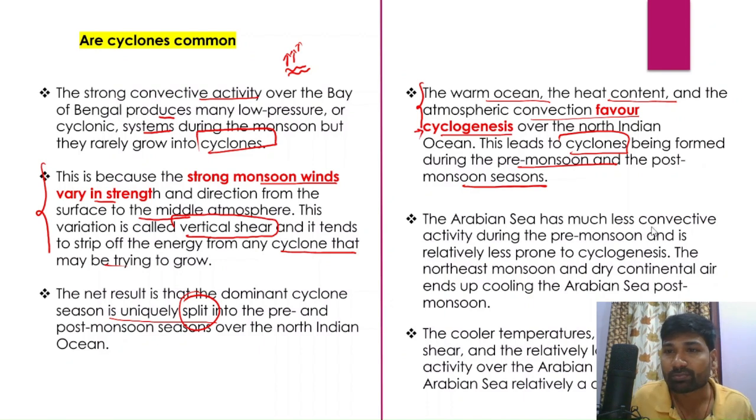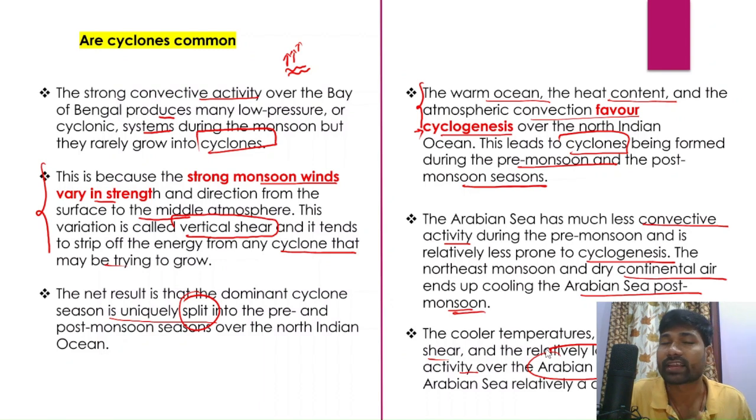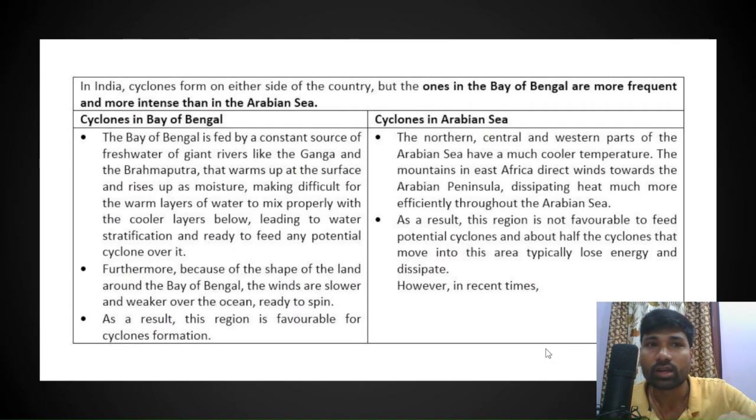The Arabian Sea has much less convective activity during the pre-monsoon times and is relatively less prone to cyclogenesis. The northeast monsoon and dry continental air further end up cooling the Arabian Sea post-monsoon season. The cooler temperatures, stronger wind shear and relatively low convective activity over the Arabian Sea further make it relatively a desert for cyclones, and that is the reason cyclones generally don't originate over the Arabian Sea compared to the Bay of Bengal region.